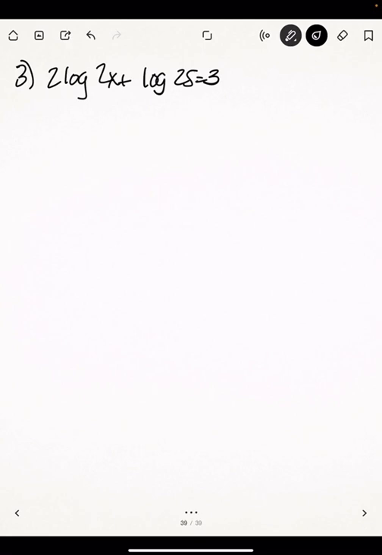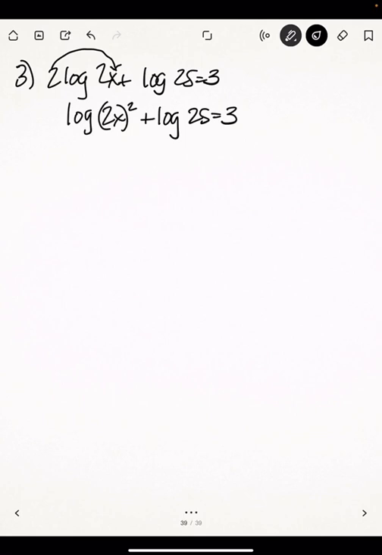All right, so first thing you want to do is, because you have a 2 in front of your log, remember that's going to be our power rule, so that means that we're going to take this coefficient and we're going to move it to the back as an exponent of the log it's attached to. So since 2 is in front of log 2x, we're going to put the 2 as an exponent here, and we write it as log of 2x, in parentheses, squared, plus log 25 equals 3. All right, so now we condense like we did before.